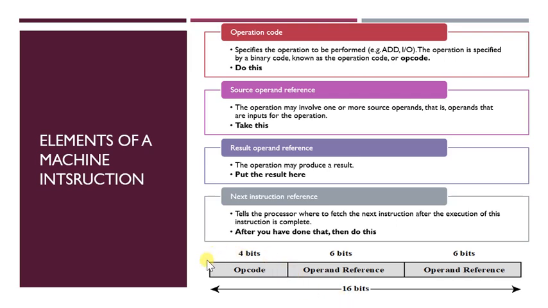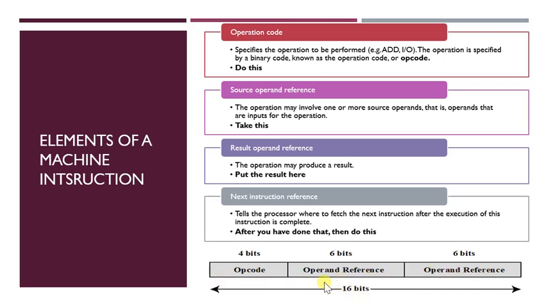For example, here it has three categories here: the opcode, one operand reference, and second operand reference. So for example, if the opcode is 4 bits, so how many bits for the other operand reference that can be placed inside the machine instruction? So the whole machine instruction, for example, is 16 bits.